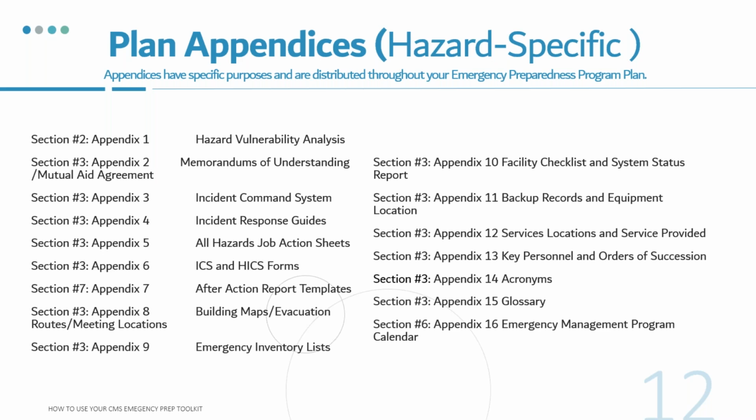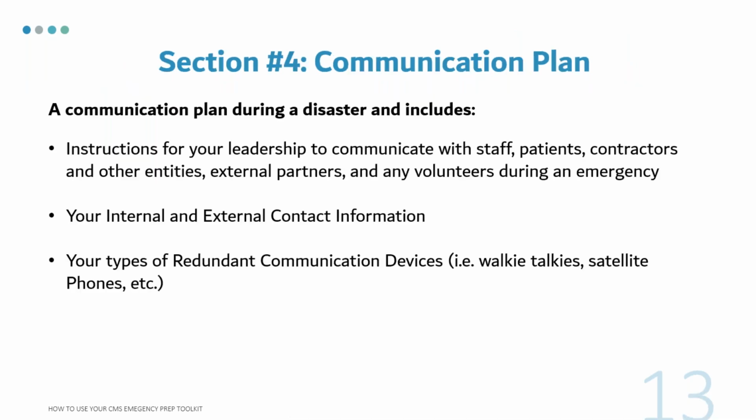You also see that there's building maps and inventory lists and checklists and backup records. And service location. Many of our clients, many people who actually purchase these toolkits have multiple sites, so it's really important in your documentation to lay those things out. Where are those sites? What services are being provided in those specific sites? And so each appendix or annex has a very specific purpose.